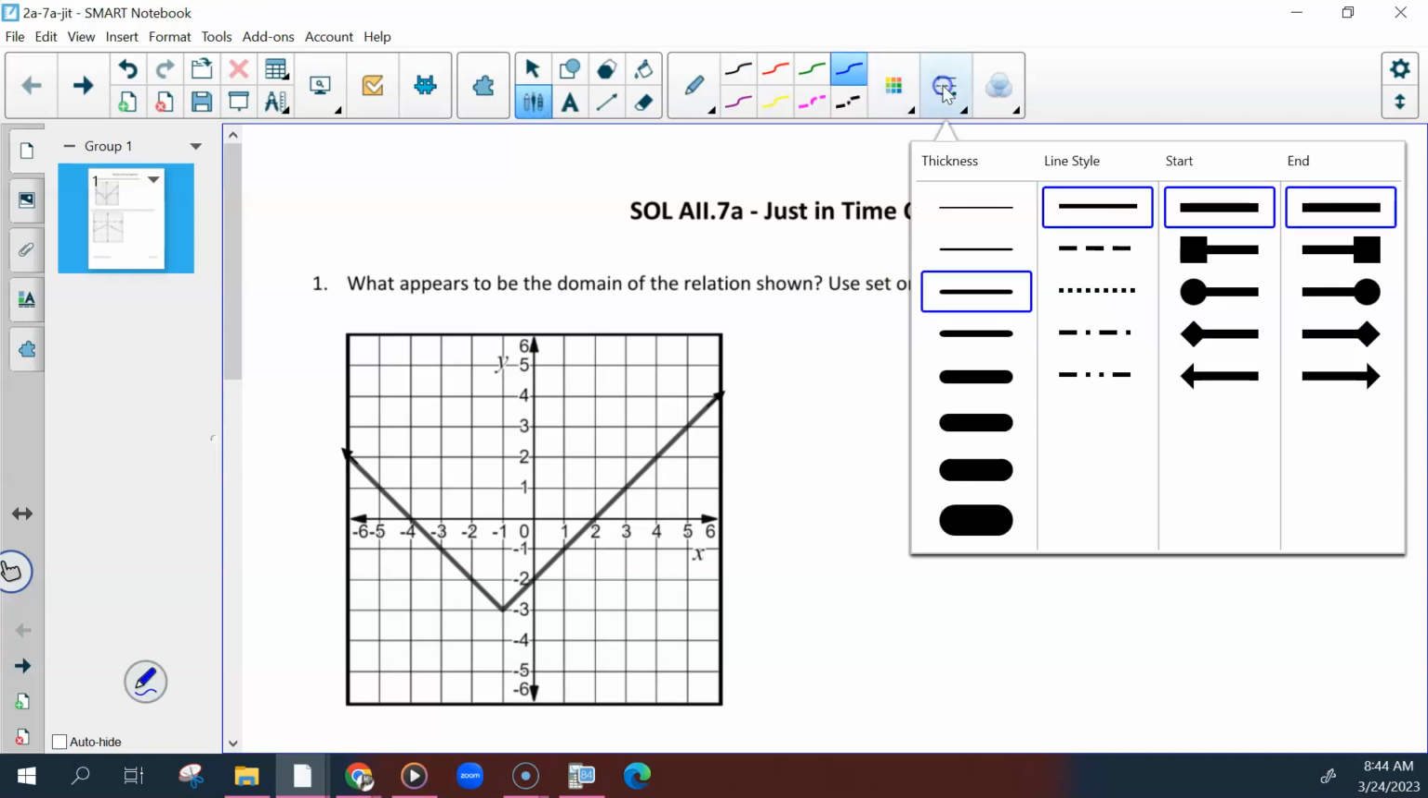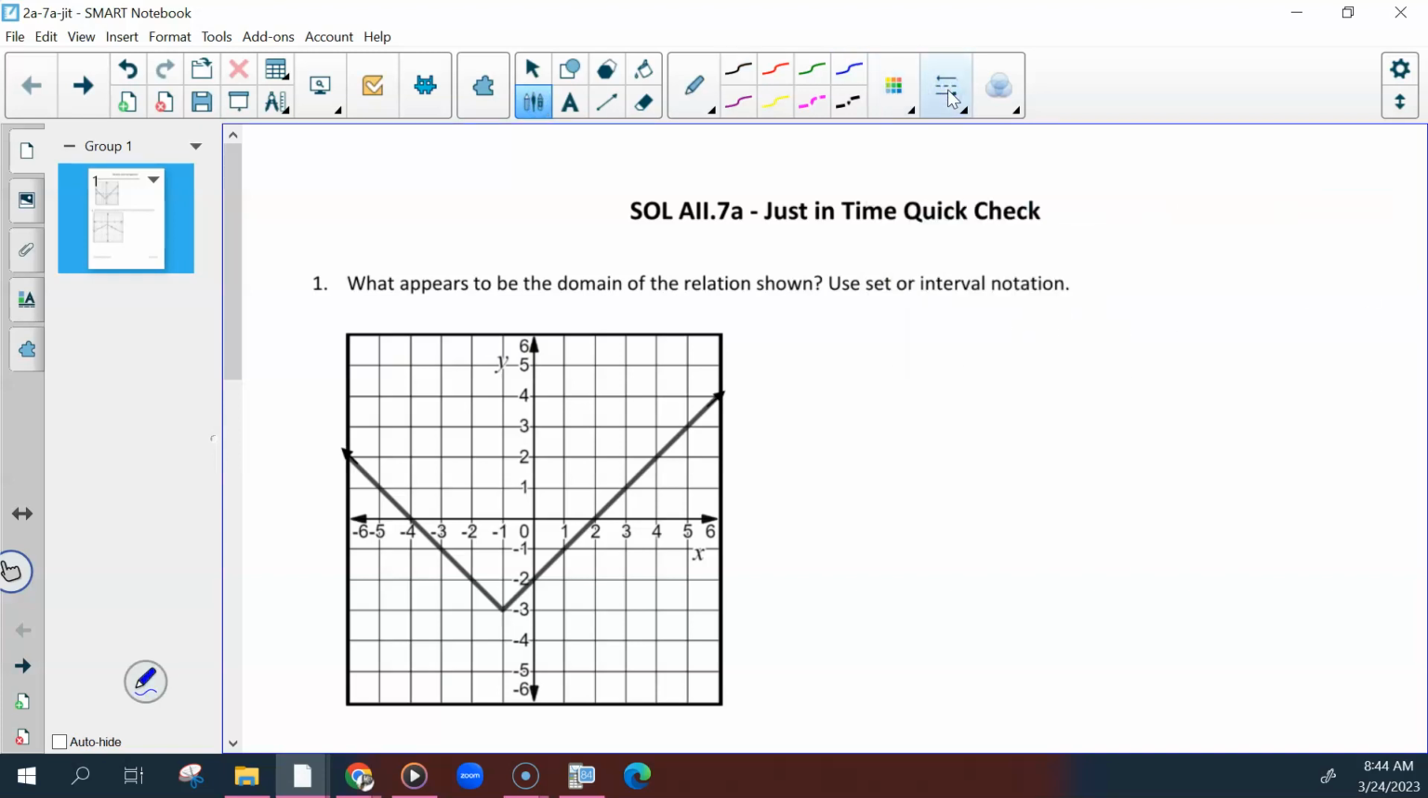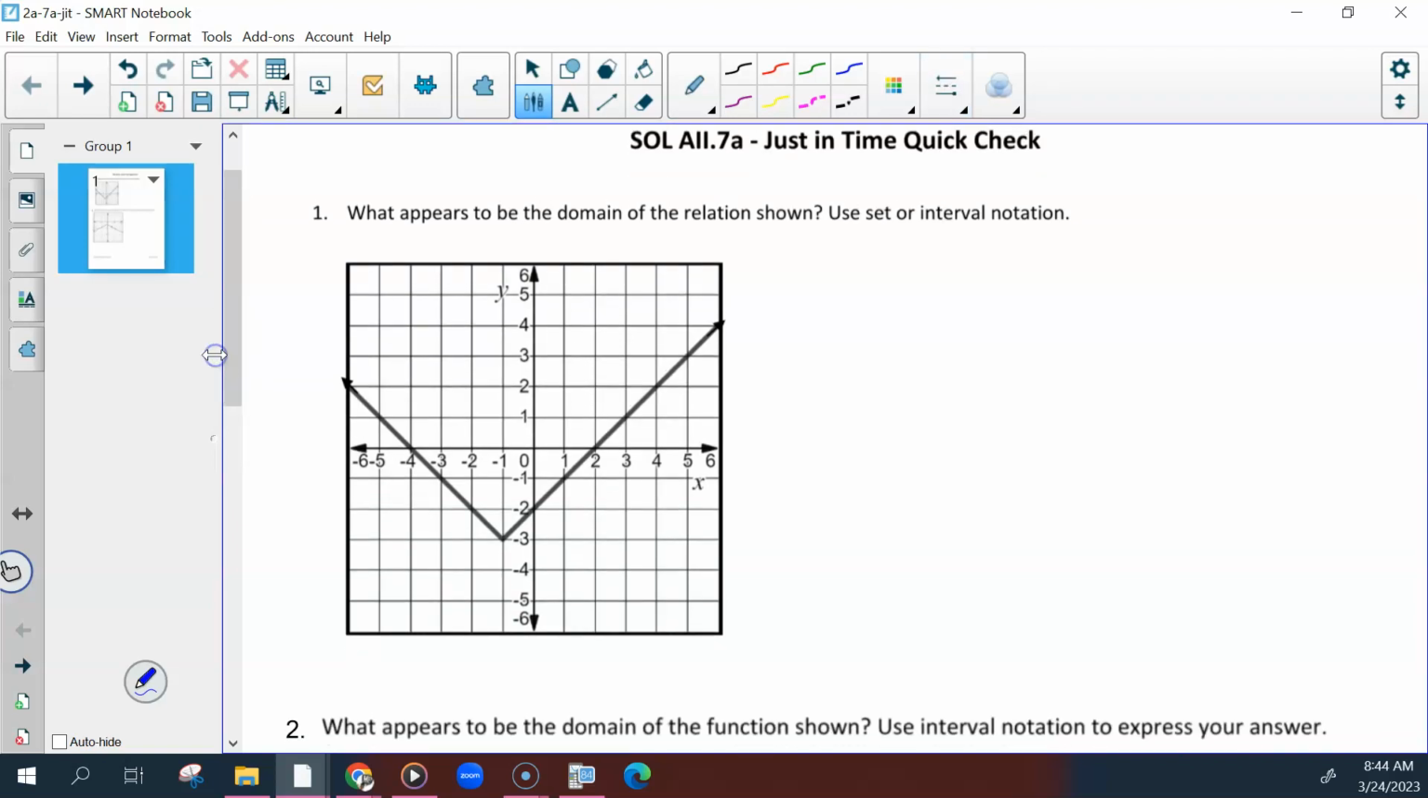So you should have had your notes out from last class comparing it to this. So we're looking at the domain of this, just the domain. It says use set or interval. I'll write both for number 1. So this has arrows that keep going left and right. Remember, your arrows help you find your domain. If this has an arrow that keeps going to the left and an arrow that keeps going to the right, it's going to keep going forever and ever in both directions.